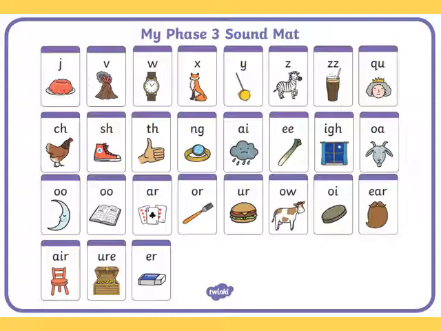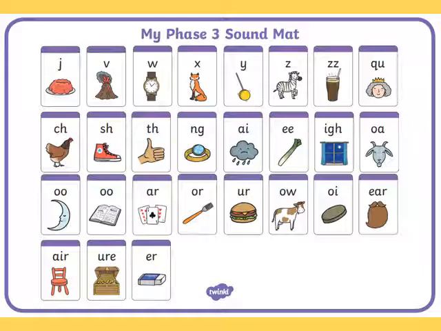Okay, so these are all of our phase 3 sounds. As you can see, there's a lot more of two letters together, those digraphs, two letters making one sound. And there's also some three letters making one sound, which are called trigraphs. So I'll go through and let you know how they sound.